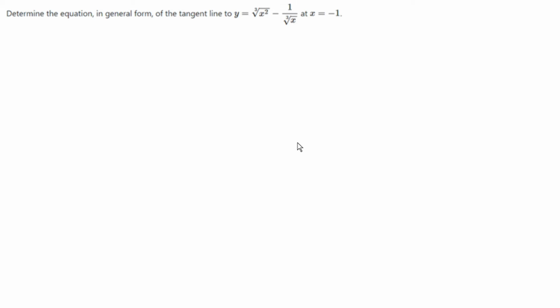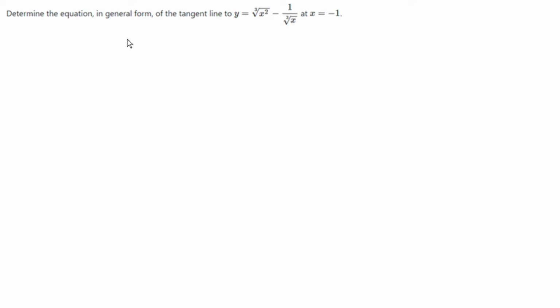Determine the equation in general form of the tangent line to y equals cube root of x squared minus 1 over the cube root of x at x equals negative 1. So there are 3 steps to approaching this question here.